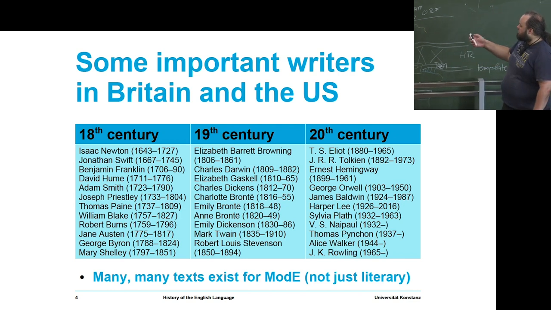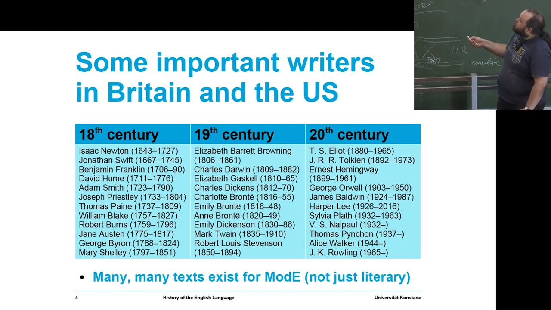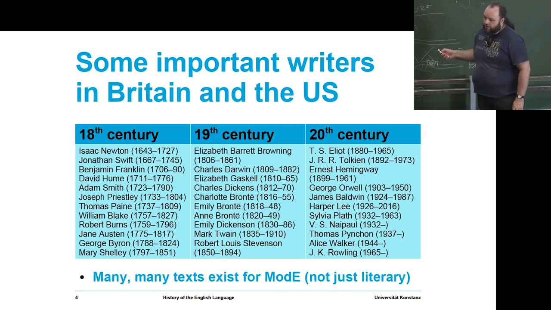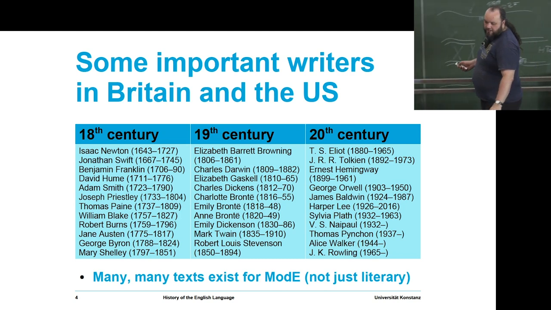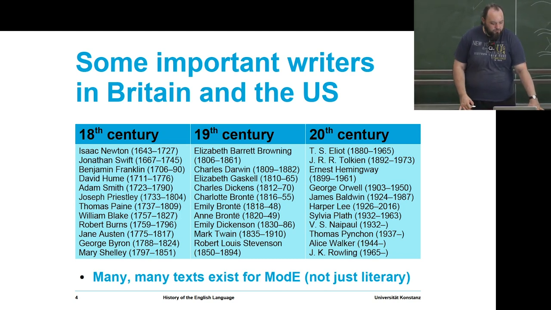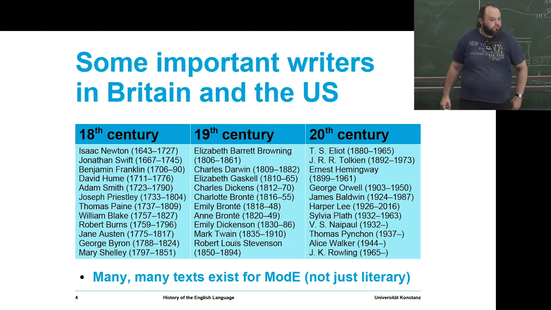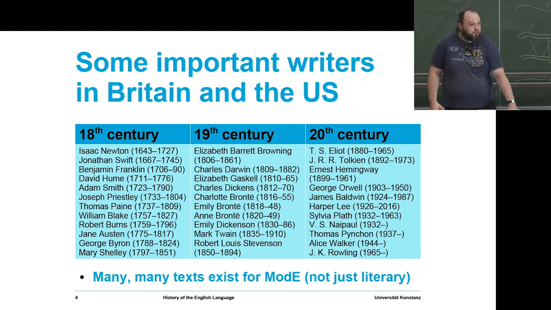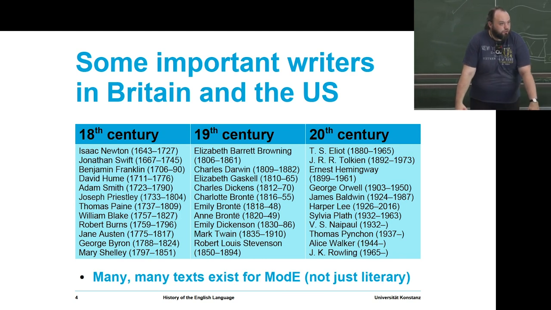So in the 18th century, you can see we've got scientists like Isaac Newton, Joseph Priestley, we've got poets, we've got Burns, people like Jonathan Swift, we've got political philosophers like Adam Smith, Thomas Paine. We've got Byron and Shelley. We've got the emergence of the Gothic, in particular, I think, during the 18th and 19th.